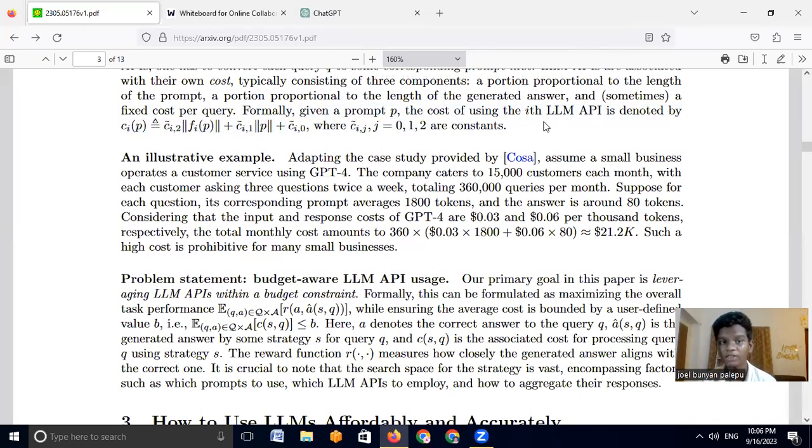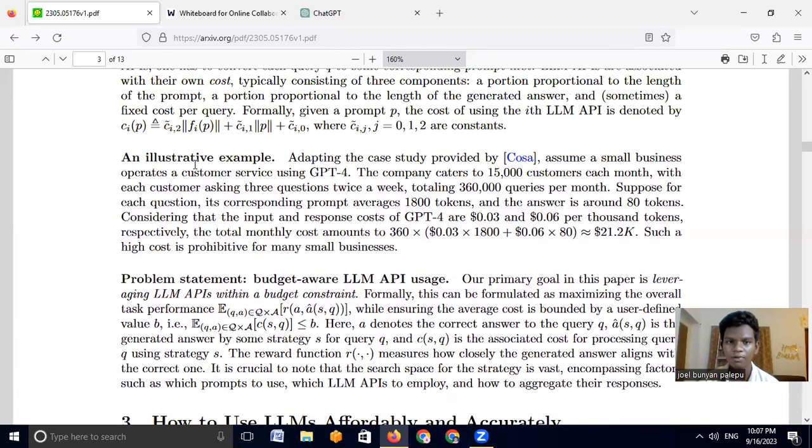The cost is calculated by this formula, where the Cij are just constants.